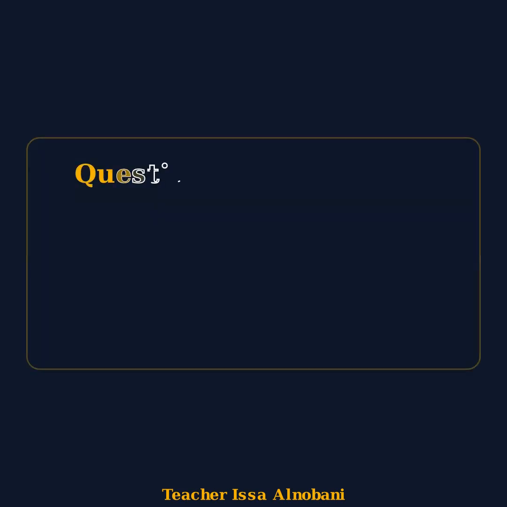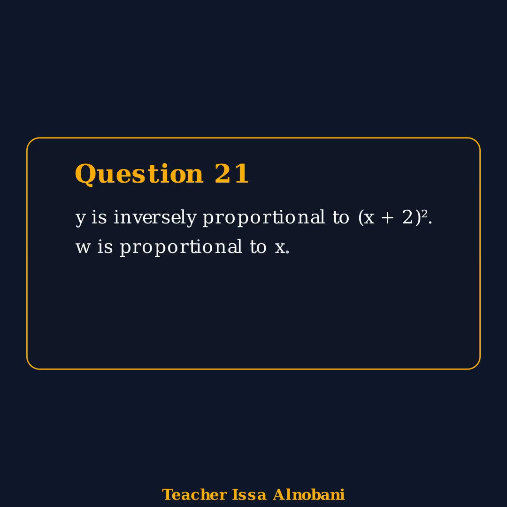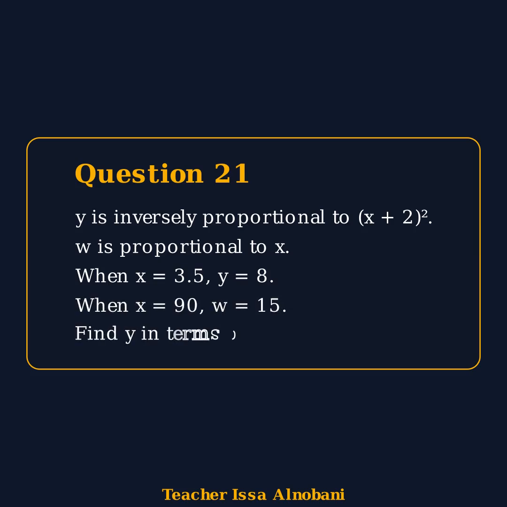Question 21. y is inversely proportional to the square of x plus 2. w is directly proportional to x. When x is 3.5, y is 8. When x is 90, w is 15. Find y in terms of w.